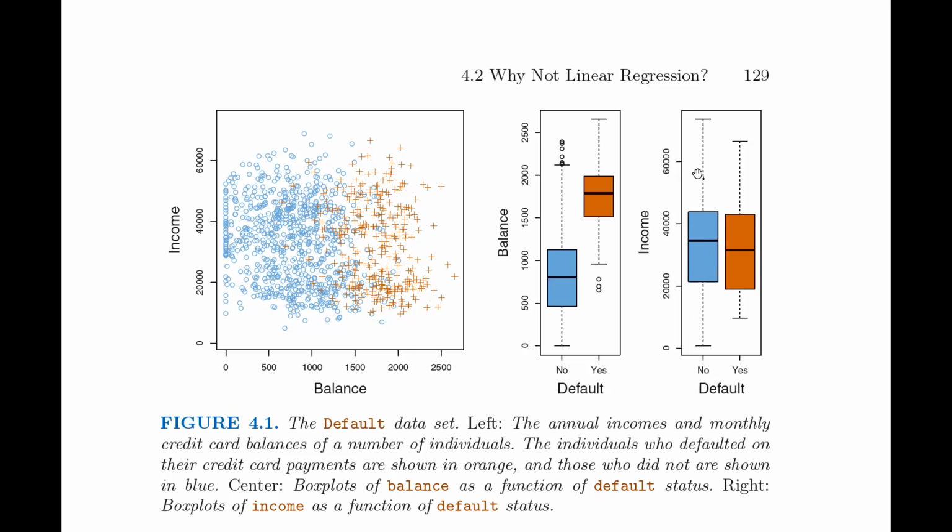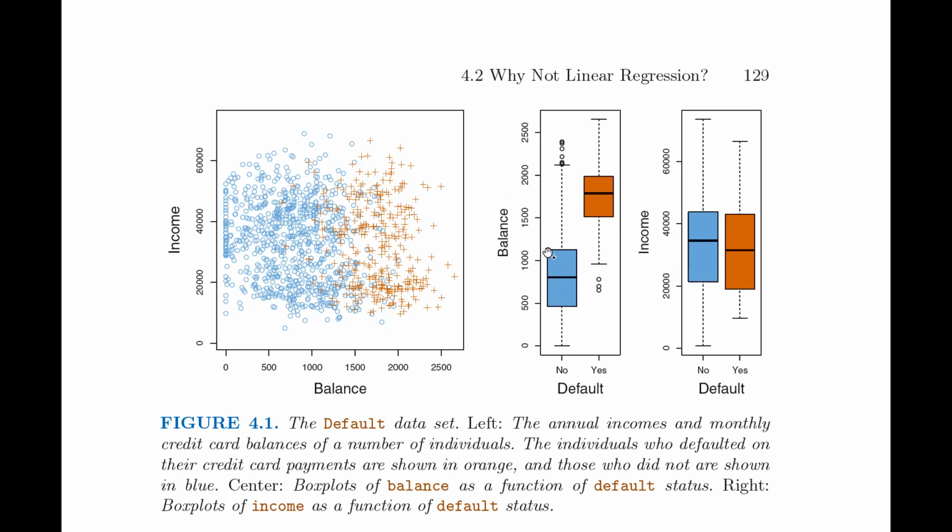Well, it kind of makes sense, right? What are we expecting? The blues, if you look at their income, so those individuals who did not default, they do have a higher median than those who defaulted. But you know, the box plots are relatively similar.